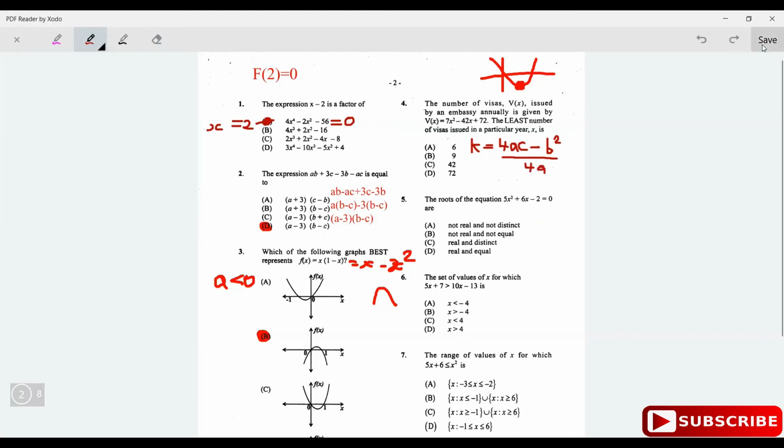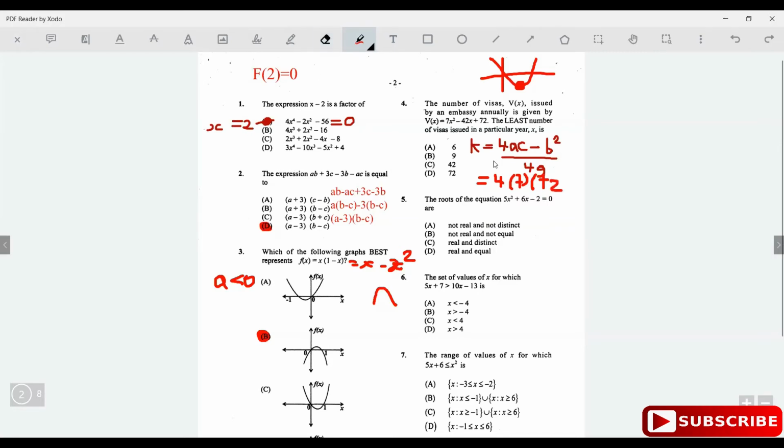So what you do now is remember a is 7, the coefficient of x squared, c is 72, and b is minus 42. You go ahead and work that out. You have 4 times a, which is 7, so 4 times 7 times 72.